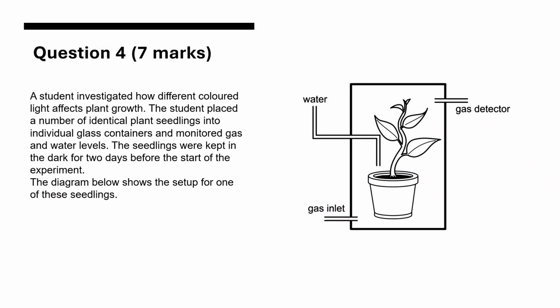A student designed an experiment to determine how different colored lights impact plant growth. The setup involved placing identical seedlings into individual glass containers and monitoring their gas and water levels. A key part of the procedure was keeping the seedlings in darkness for 2 days before the experiment started to ensure they had used up any stored energy.